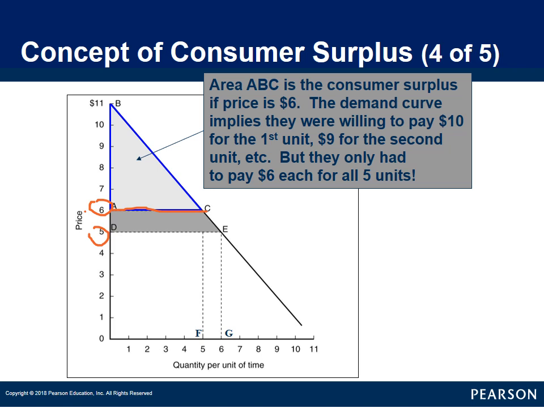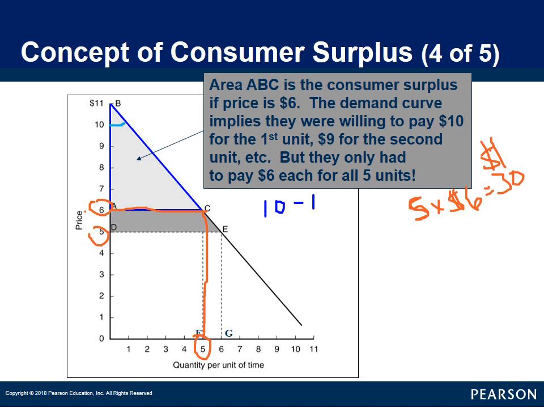In the case that the hamburgers are $6, we see that the consumer is willing to purchase 5 of them. So they purchased 5 hamburgers for $6 each. They paid a total of $30 for these hamburgers. The consumer was actually willing to pay a little bit more according to this demand curve. The consumer was willing to pay $10 for the first hamburger, as we looked at earlier.